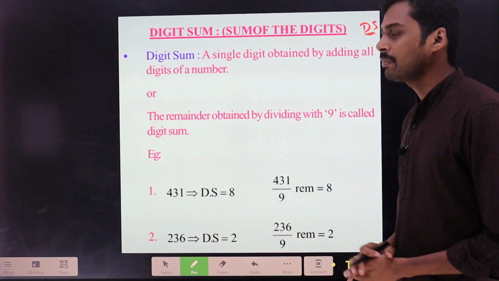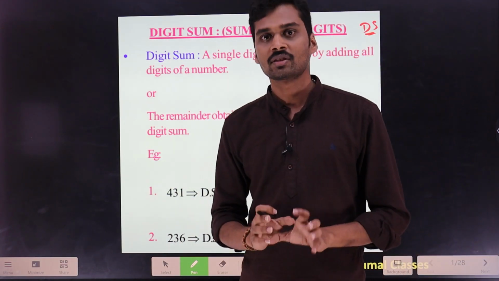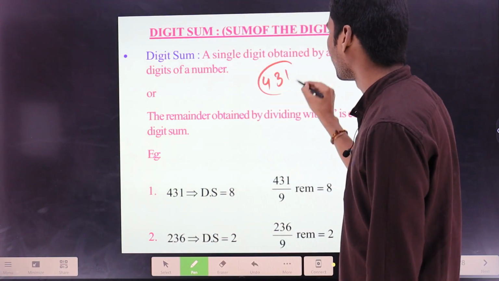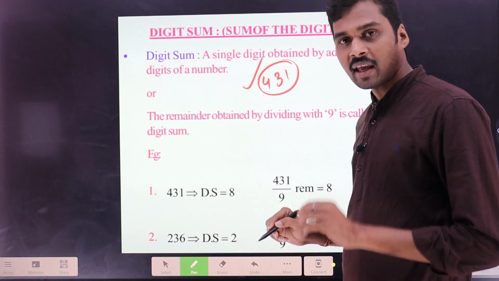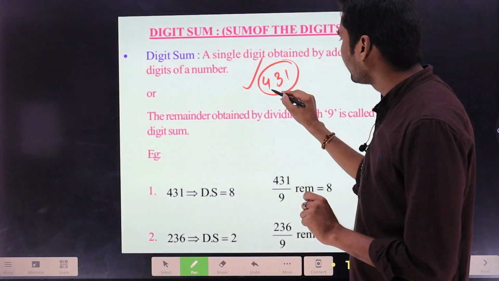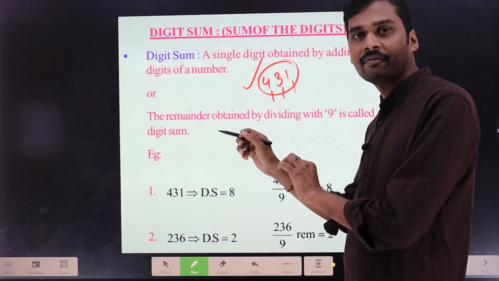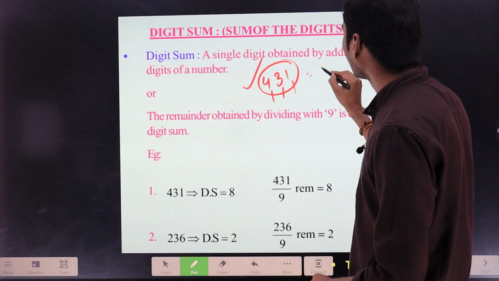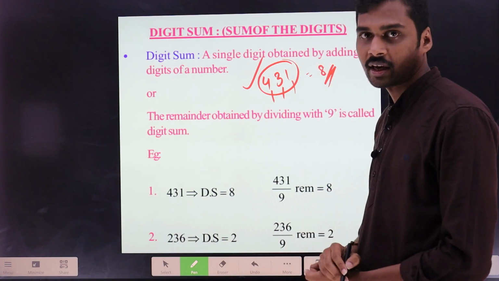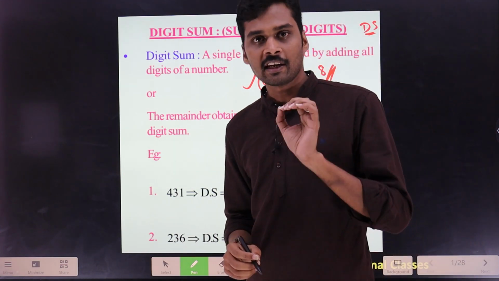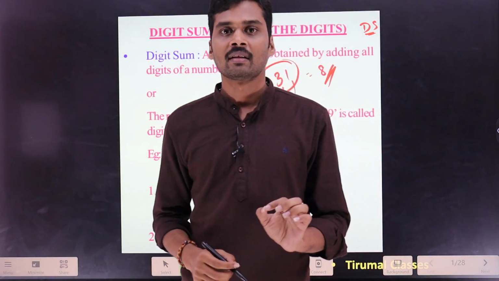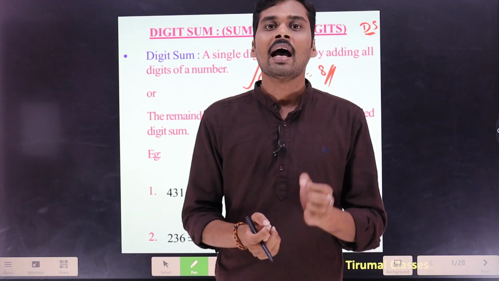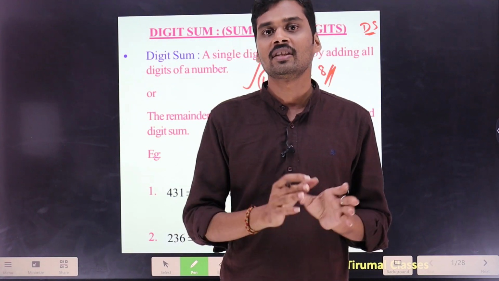A single digit obtained by adding all the digits of a number is called the digitsum. It's a simple thing. Suppose I take the number 431. The digit sum is nothing but the resultant value obtained by adding all the digits. So 4 plus 3 plus 1 is 8. So here the digit sum is 8. For any number, if you add the digits, the final sum is the digit sum. In simple words, add the digits. That is what the digit sum means.